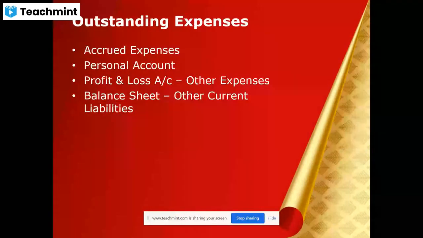Now, a very popular adjustment is outstanding expenses. These outstanding expenses are also called accrued expenses, and it is a personal account. Please keep in mind that it is a personal account. Under the profit and loss account, you will show the outstanding expenses under the head other expenses, and in the balance sheet, those will be shown as other current liabilities.